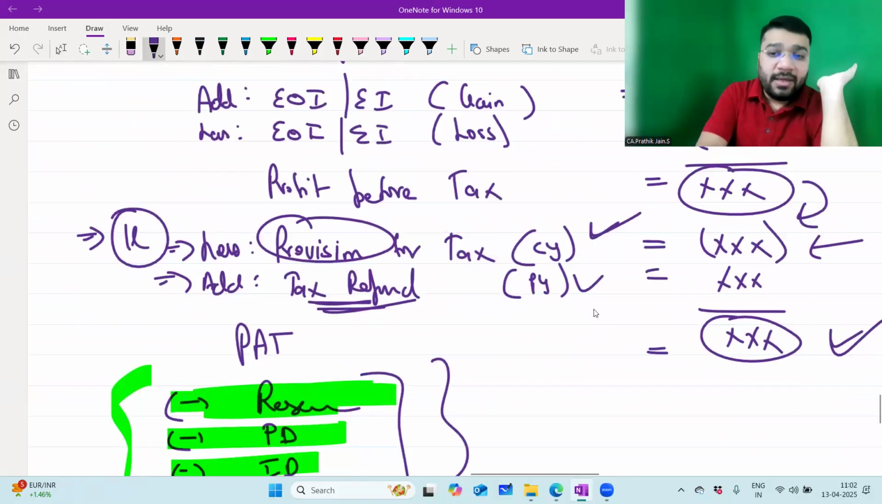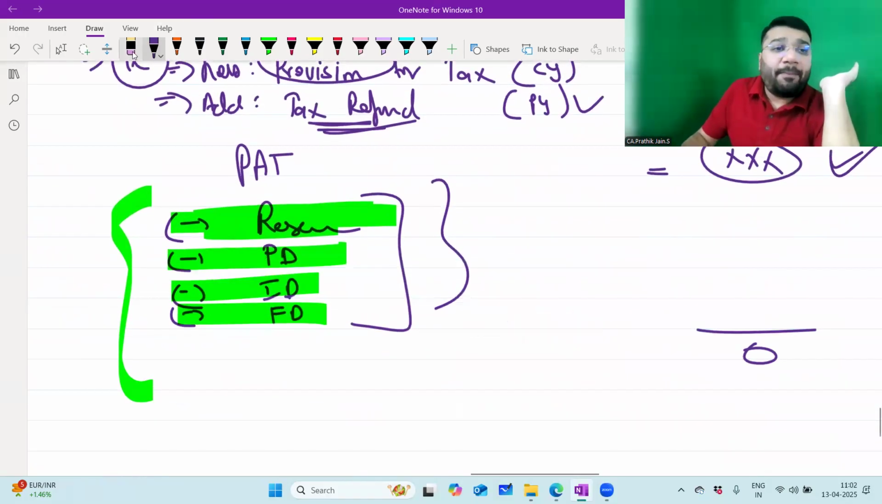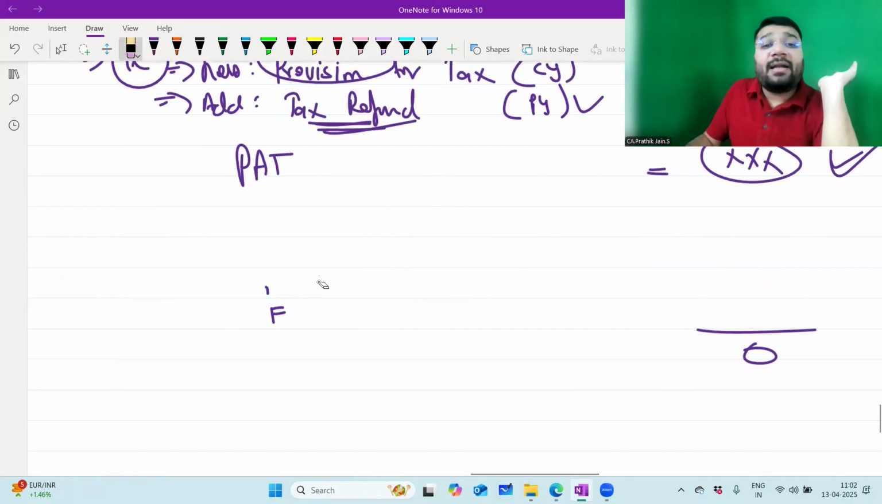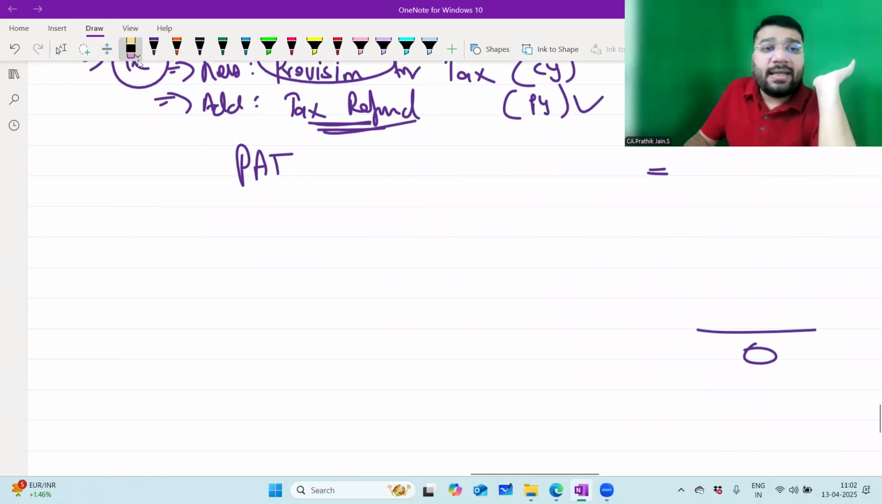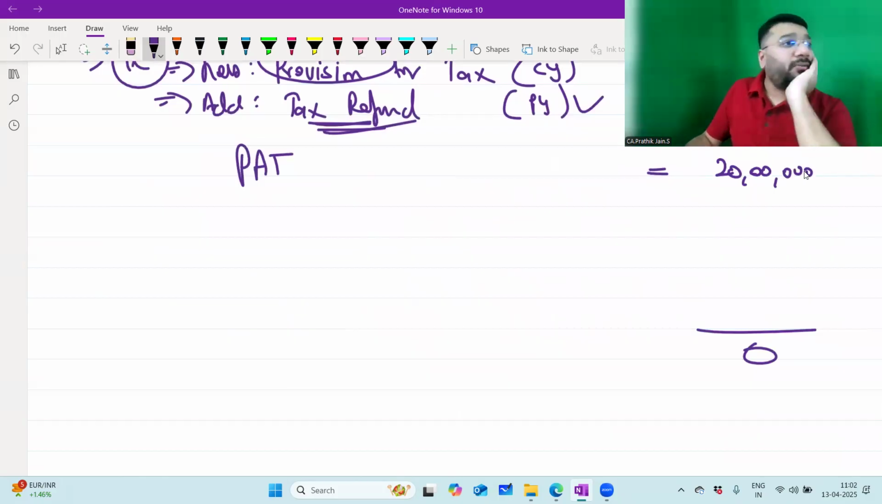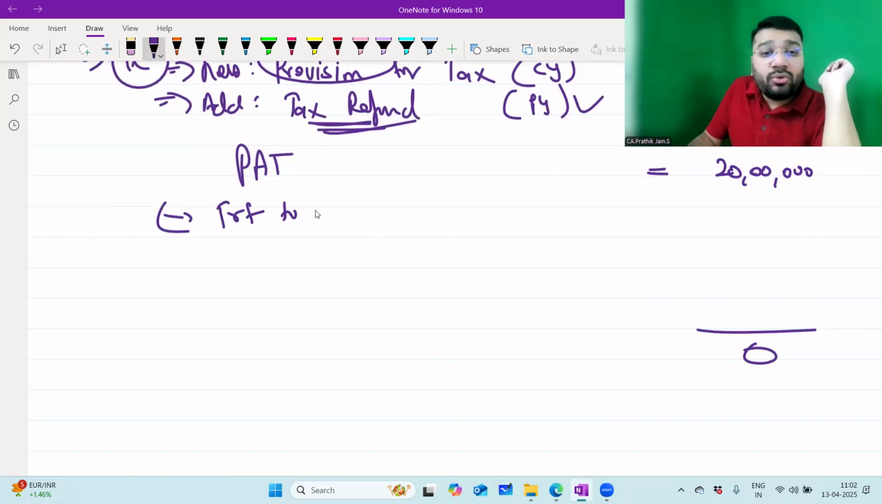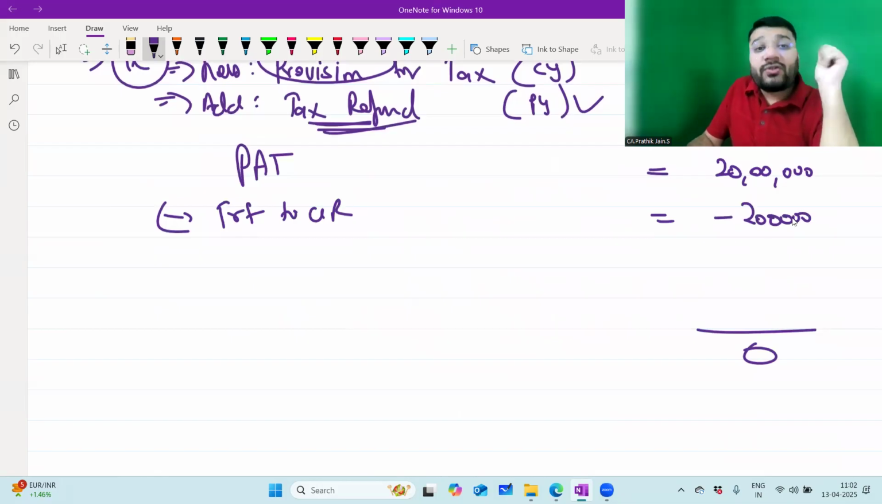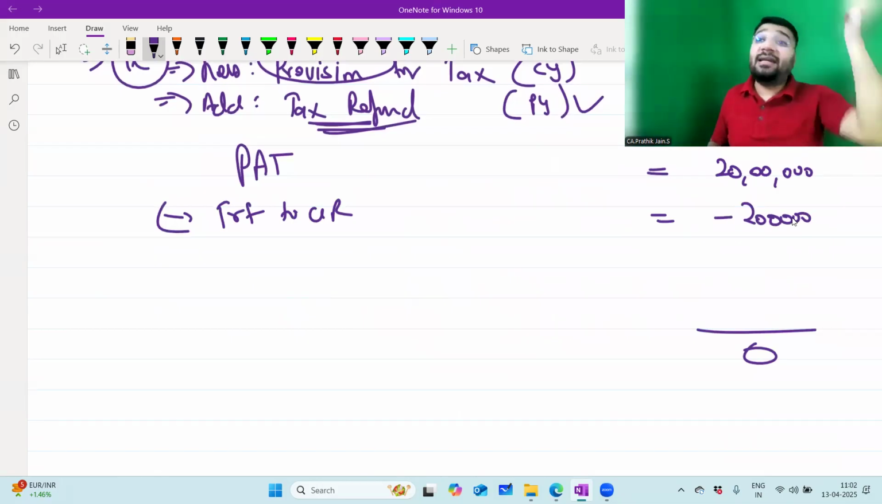No doubts. Then I said, once you get the PAT, either you take the PAT and add it to the opening surplus or you do appropriation and take the balance to the opening surplus. I'll do either way. Let's say the PAT is 20 lakh rupees. Now you're doing appropriation. I'm transferring from here 2 lakh rupees to general reserve. So can I say minus transfer to general reserve? How much? Minus 2 lakh rupees. Okay. So this will get added where? In general reserve it will get added.